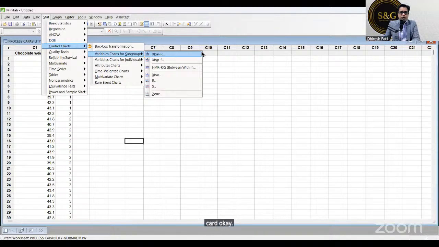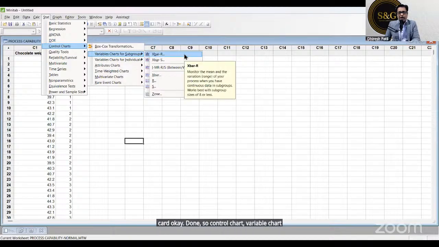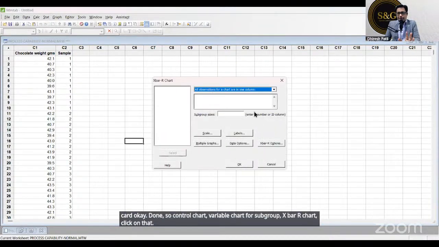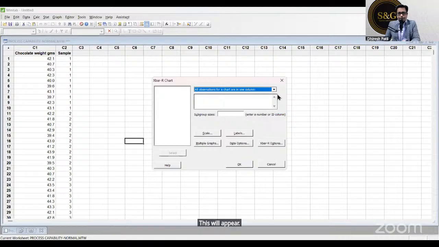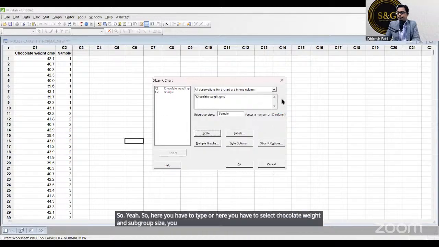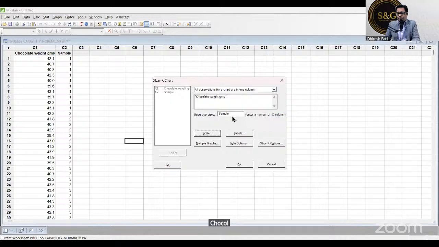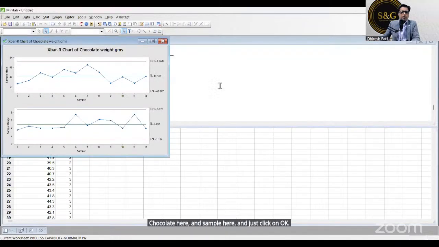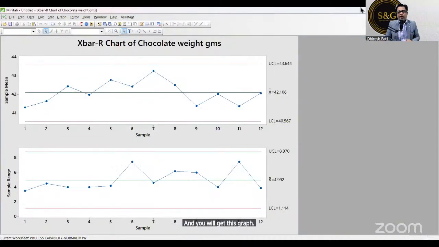Done. So control chart, variable chart for subgroup, X bar R chart. Click on that. This will appear. Here you have to select chocolate weight, and for subgroup size you have to select sample. That's it. Chocolate weight here and sample here, and just click on OK. And you will get this graph. Everybody got it? Just give me a quick yes in the chat box.